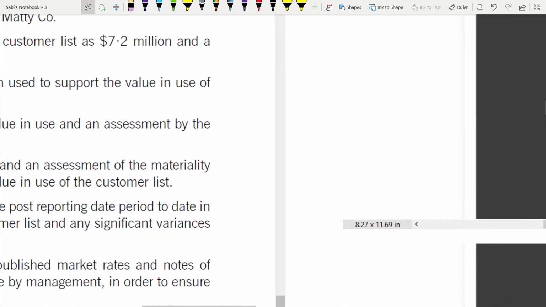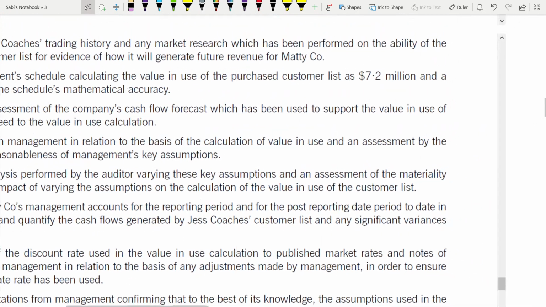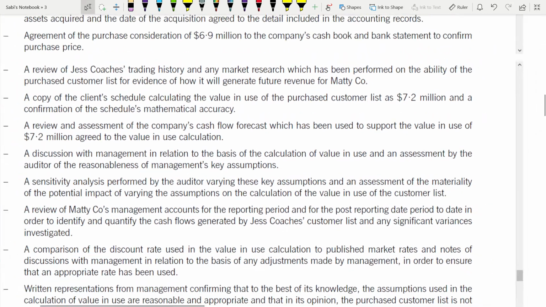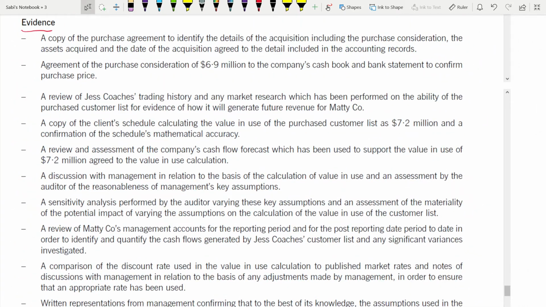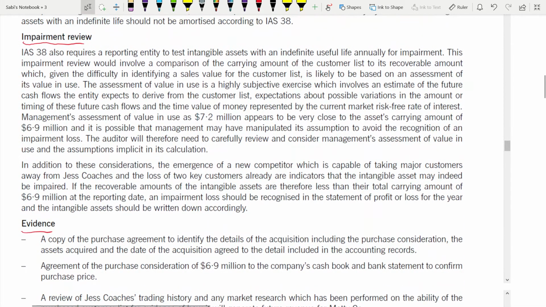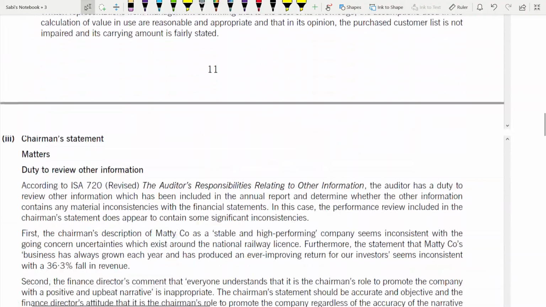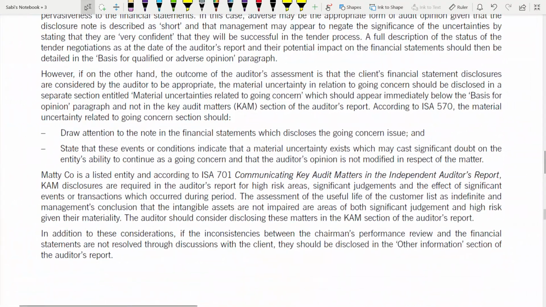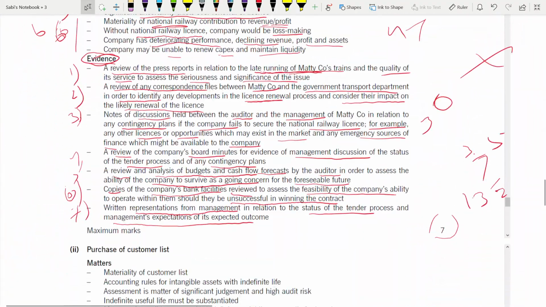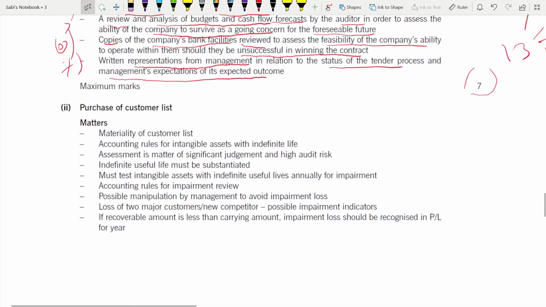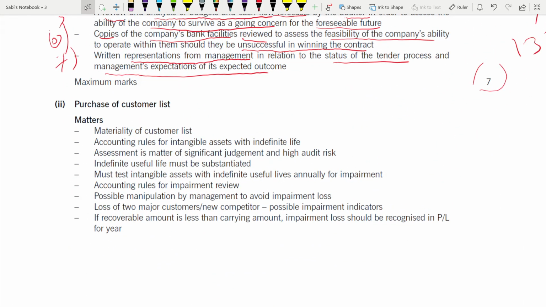Now, in the same way, we are going to go to the marking scheme to understand this. That means you have to talk about issues relating to what? Intangible assets, because it is an intangible asset. Once you identify that, it is easy for you to understand the issues, the matters that have to be discussed, as well as the evidence that you need to collect. But before going to the main answer again, let us go to the marking scheme. So this is regarding what? Purchase of customer list. Here we have all these matters.